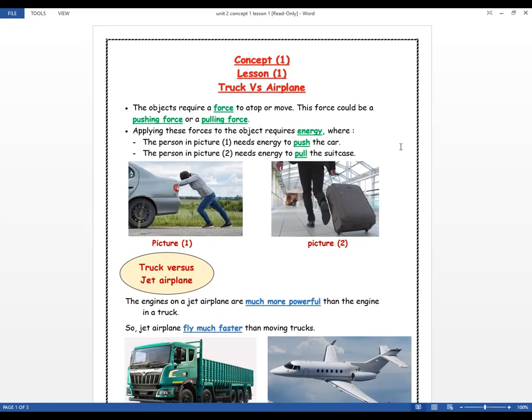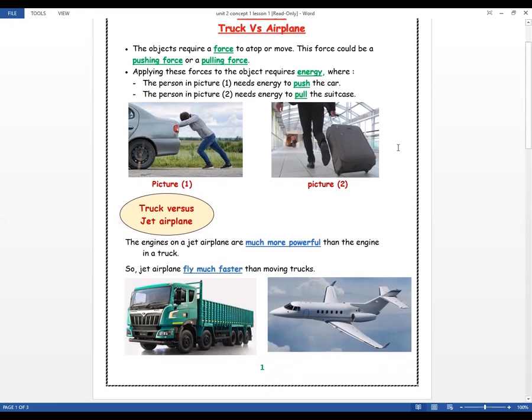Okay, look at these two pictures. You will see in picture 1, the person pushes the car, but in picture 2, the person needs energy to pull the suitcase.